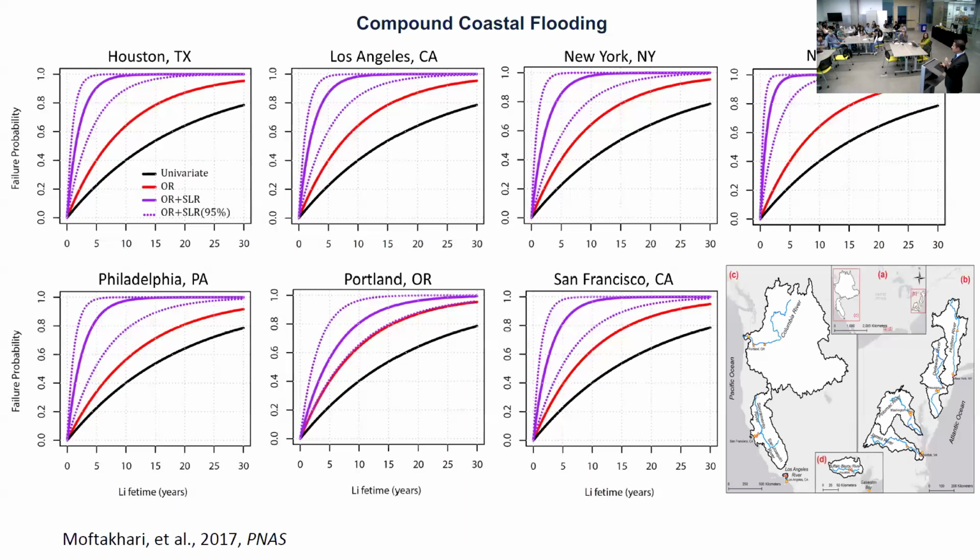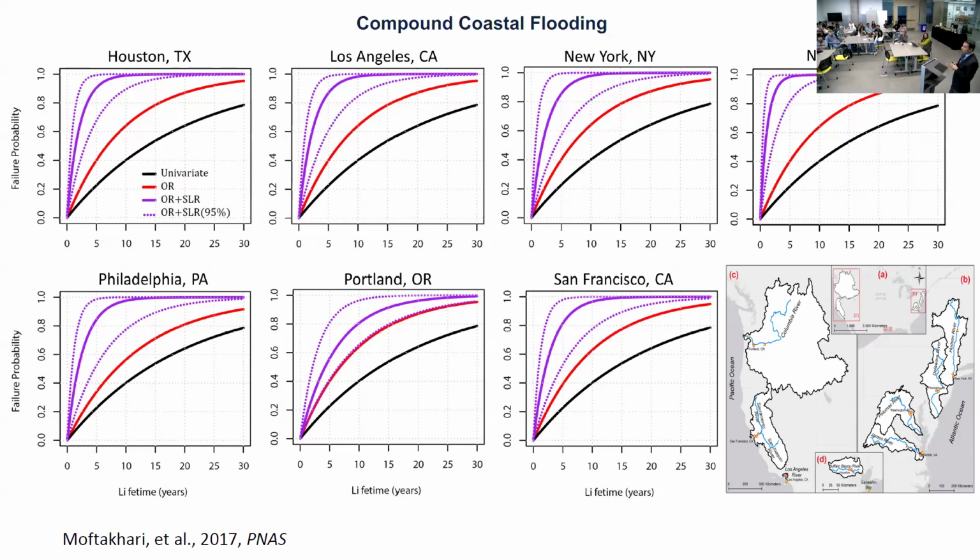We have done this over different places. The general pattern is the same. Everywhere you underestimate coastal flood risk if you ignore the compounding effect of different drivers. The underestimation or overestimation is different, depending on the strength of the relationship between drivers, but the general pattern is the same.